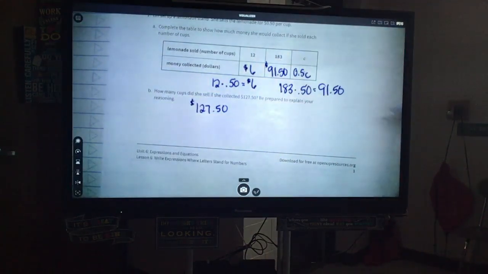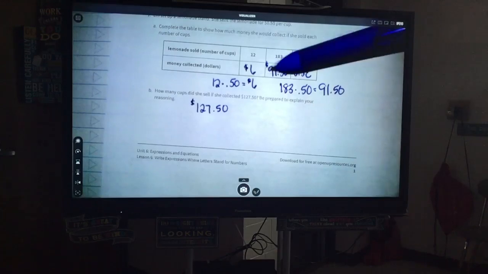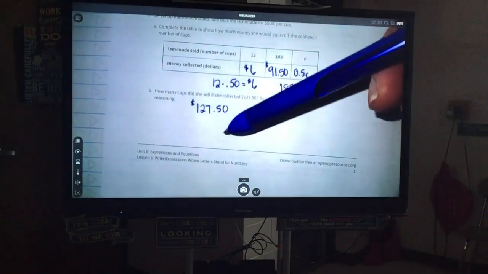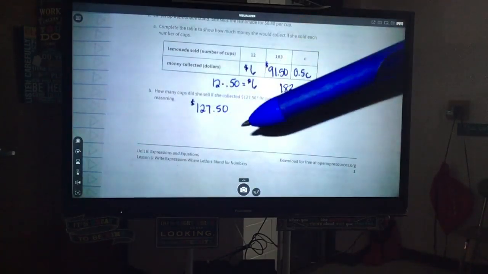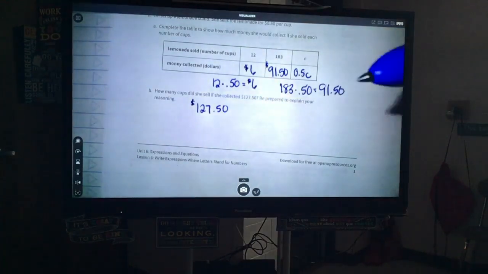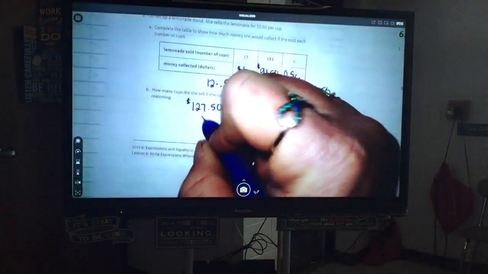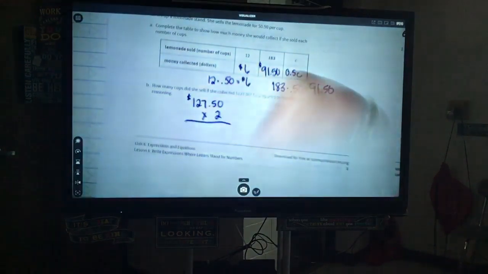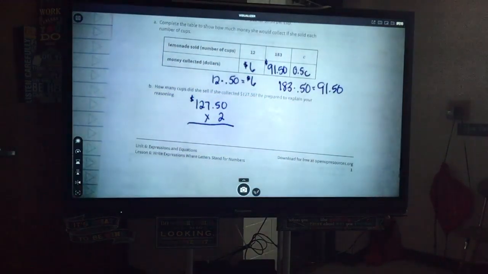No, because this is to find the amount of money. We already know the amount of money. We need to find the amount of cups. So what are we going to do? Multiply by 2. Yes, you're going to multiply this by 2. All right, so give me a thumbs up when you have your answer.